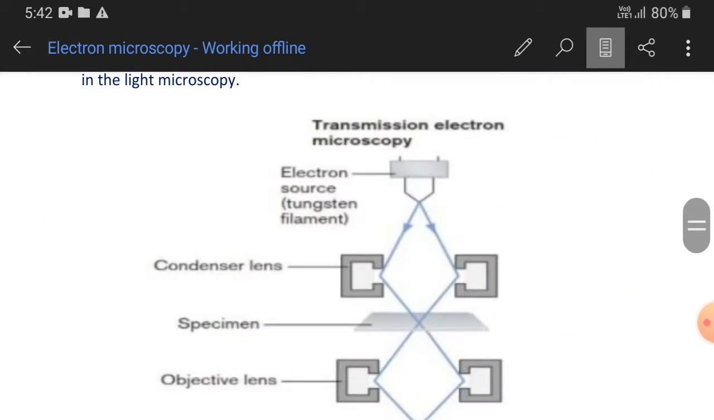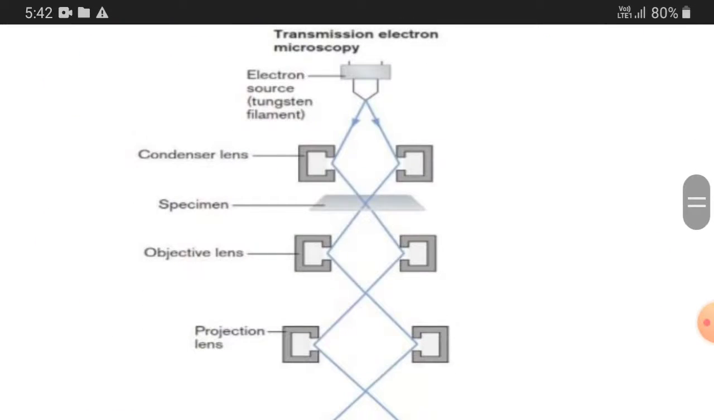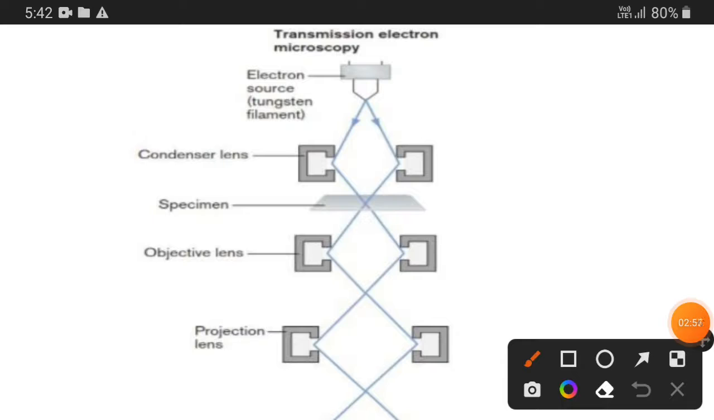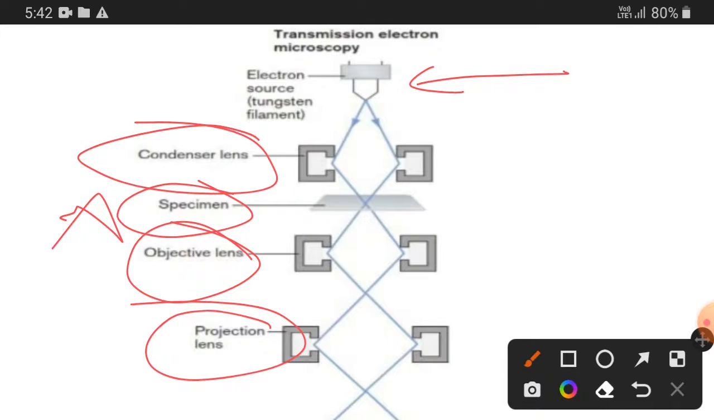So this is the ray diagram of transmission electron microscopy. The first important thing is there should be an electron source. That can be a cathode, which emits a high voltage electron beam. Another important thing I want to explain again is that the condenser, specimen, objective lens and the projection lens, all the lenses that we use for magnification, are not glass. They are all electromagnets. That is the very important thing you have to remember.